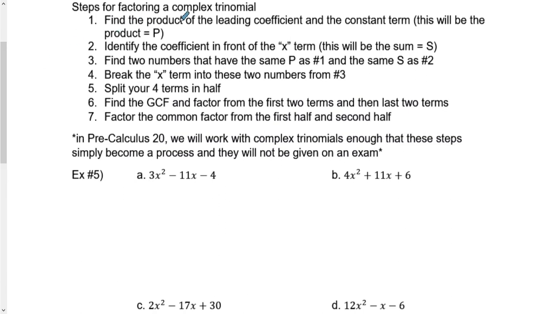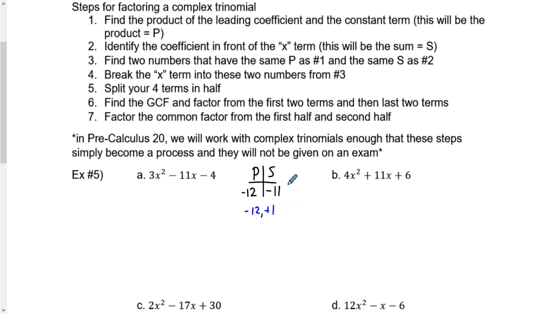So first things first, find the product of the leading coefficient and the constant term. Well, that's actually no different than what we've already been doing. 3 times negative 4 is negative 12. Identify the coefficient in front of the x term. That's going to be our sum. Well, what's different? We haven't done anything different here. We're going to find numbers that have the same product as number 1 and the same sum as number 2. So two numbers that multiply to give us negative 12 and have a sum of negative 11 will be negative 12 and positive 1.